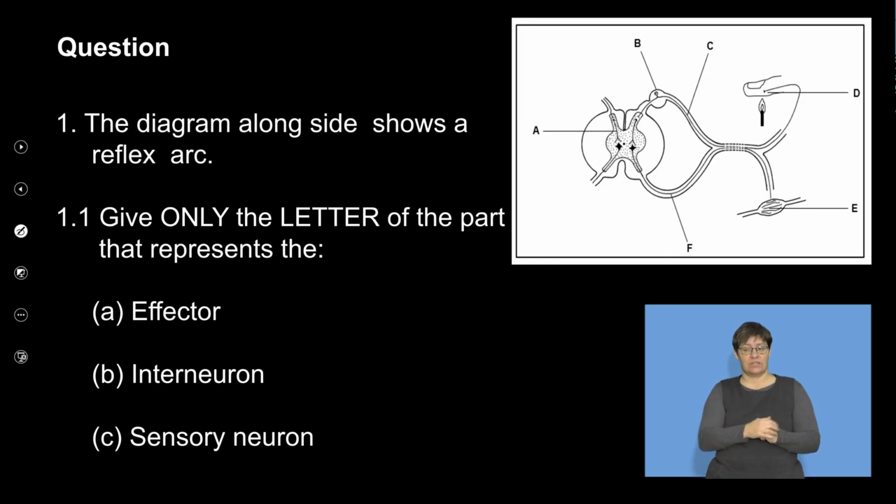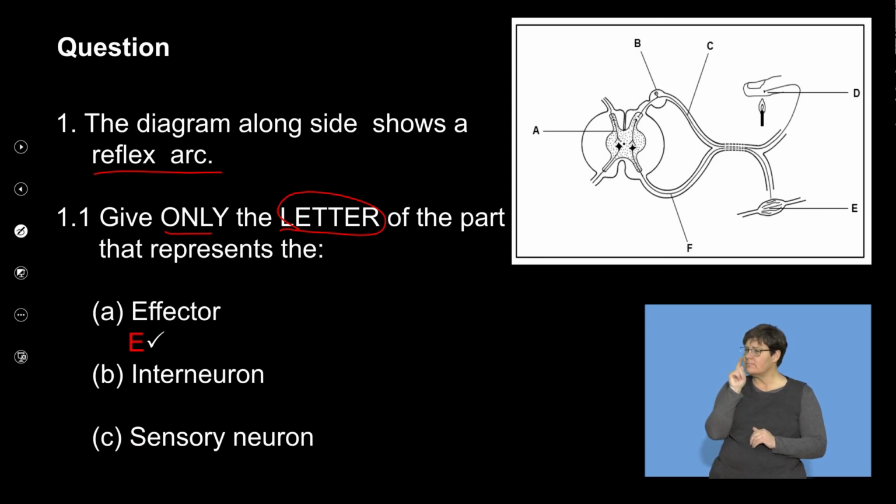The next question is another diagram still, but if you look at the diagram, it gives us the diagram of the reflex action on the reflex arc. The diagram along the side shows the reflex action. You give only the letter of the part that represents the effector.